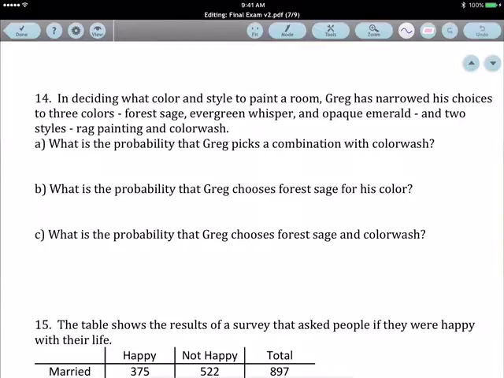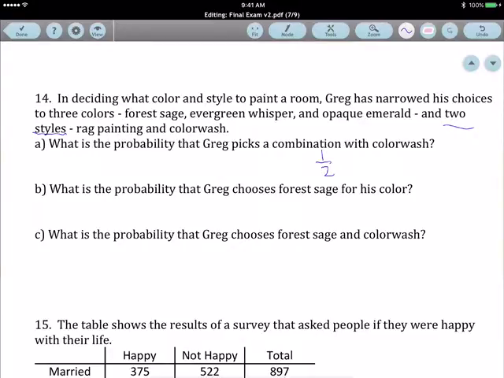Part A says, what's the probability that Greg picks a combination with color wash? So how many different styles are there? 2, right? There's 2 styles, rag painting and color wash. And he's got to pick one of those, so what's the probability he picks color wash? 1 out of 2, right?